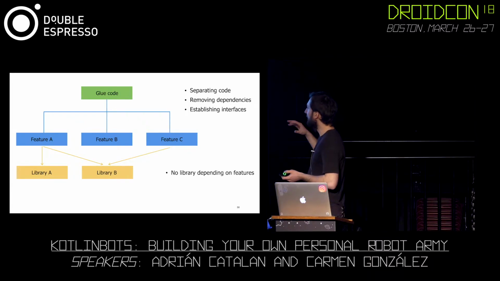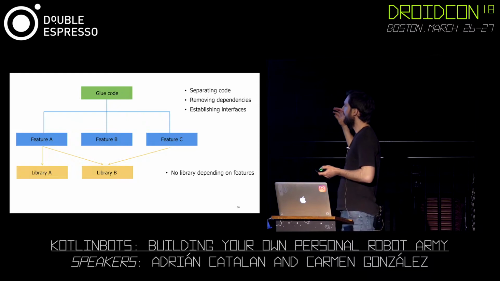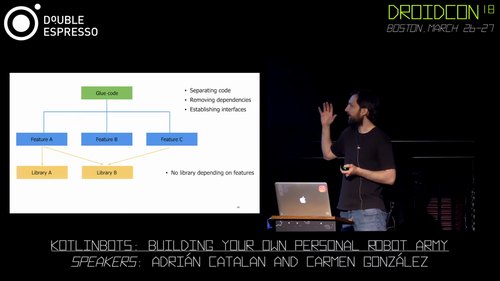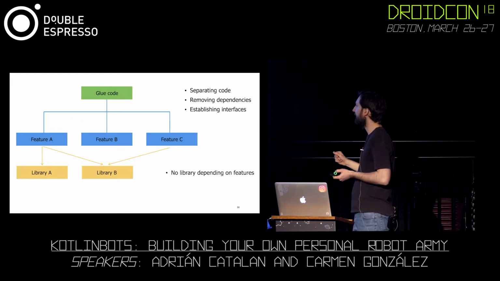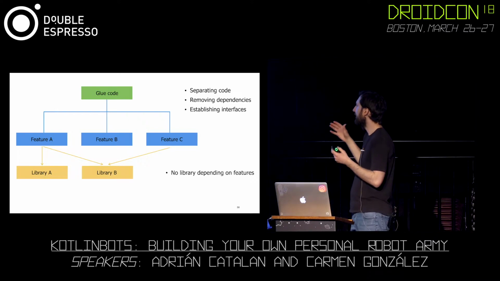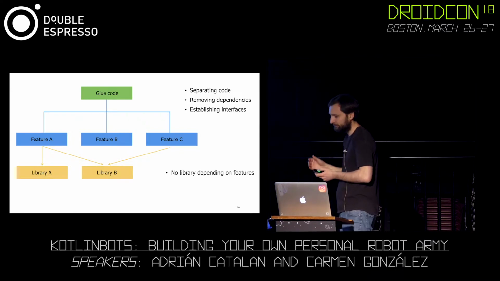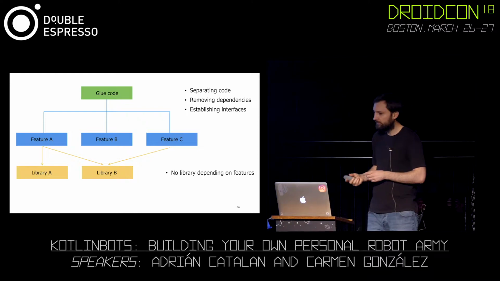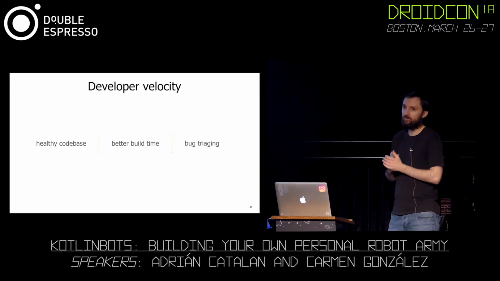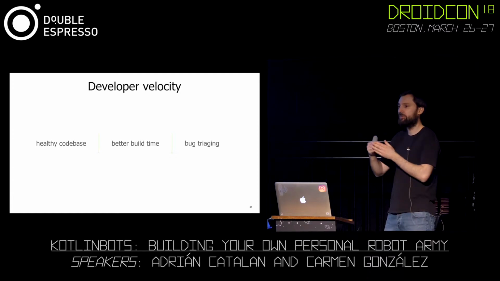After modularization, it may look like this. You will have features where the code is separated. You remove the dependencies between features. You establish interfaces for the features. And you extract the library code out of the feature code, and library code wouldn't depend on the feature. And this is good for many reasons. One, the most obvious, is that you have a healthier code base, so it's easier to read old code and easier to write new code.